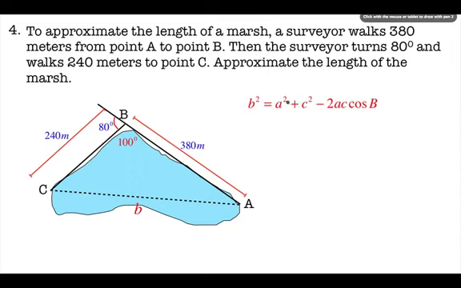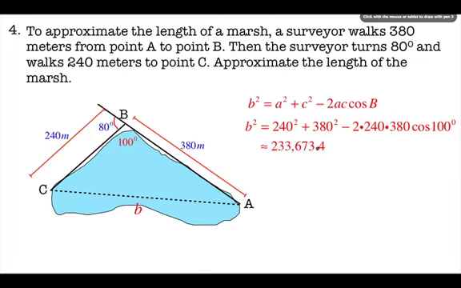So I'm going to substitute the information in here. This is what I get. I plug that into my calculator. I get the following. At this point, I don't want b squared, I want b, so I take the square root of this, and this is what I get, 483.4 meters.